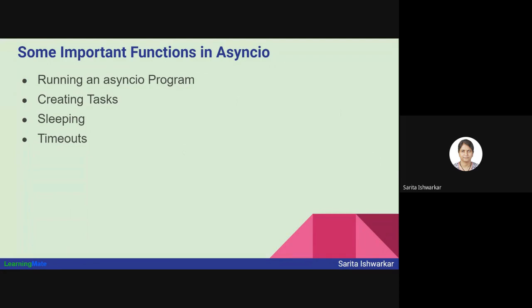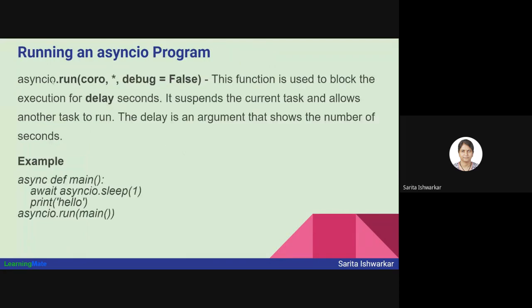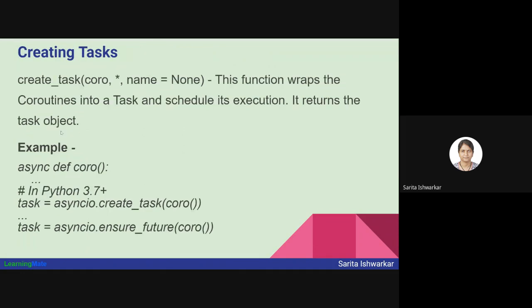Now we'll check some important functions in asynchronous IO. Running an asynchronous IO program first: how can we run it? We can just use asyncio.run, and you can invoke any asynchronous method here. The sleep function is used to block the execution for a delay in seconds. It suspends the current task and allows another task to run; the delay is the argument that shows the number of seconds. You can see here, this is a delay of 1 second.